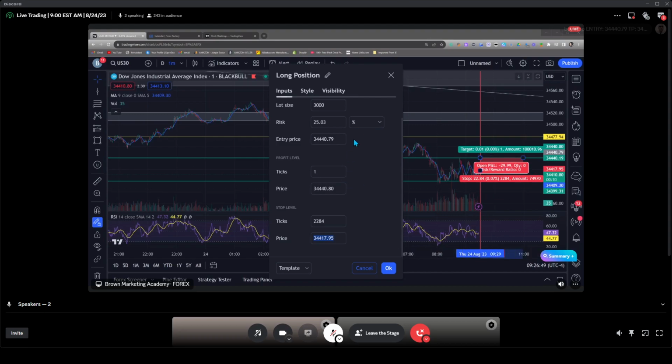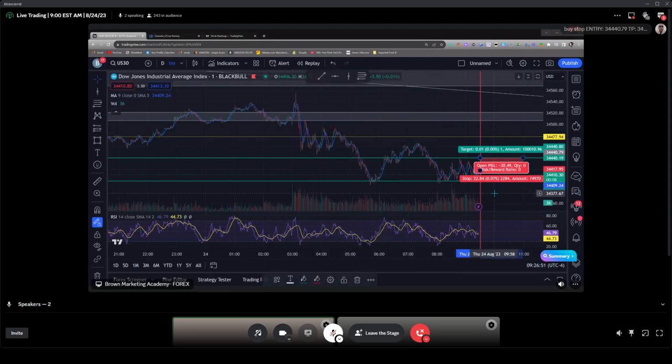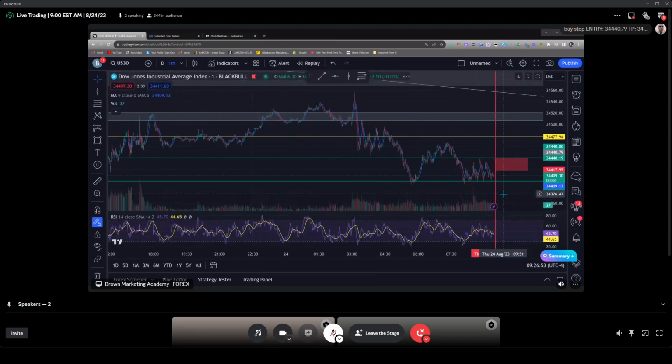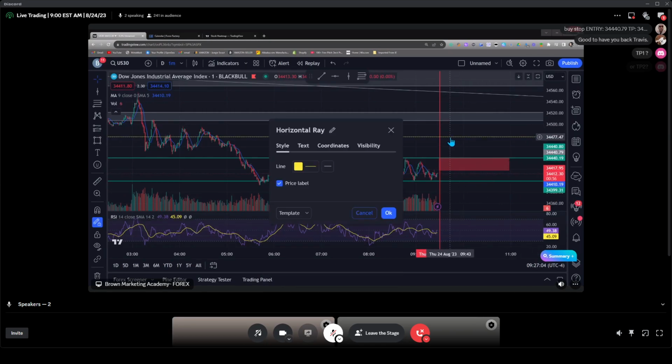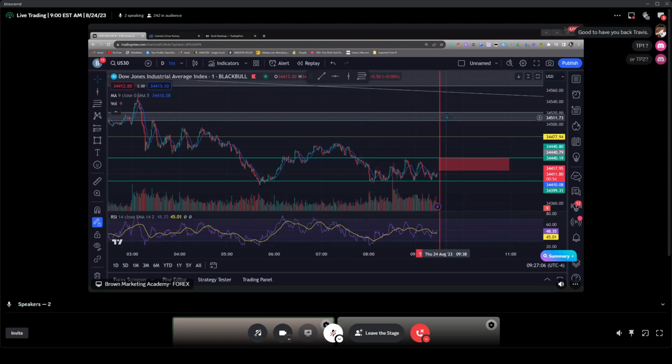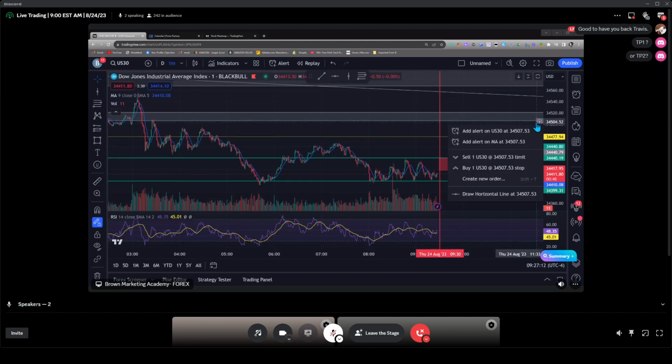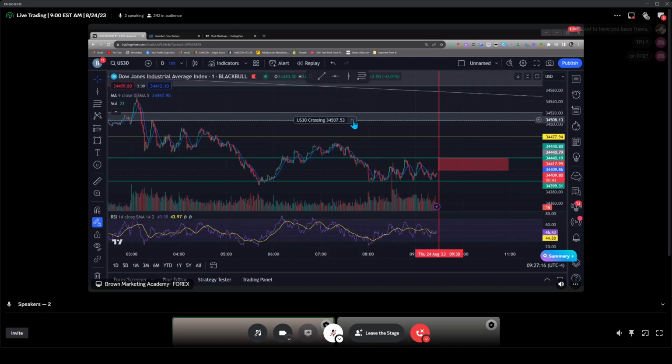All right. So there we have it. It's going to be a buy stop. I would do TP1 below this area right here.